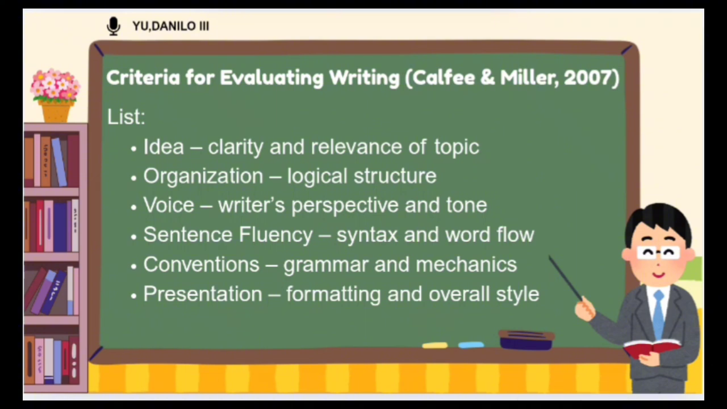So according to Calfee and Miller, there are 6 key criteria for evaluating writing. These include the student's command of ideas, logical organization, unique voice, fluency in sentence structure, mastery of conventions, and the overall presentation. So these elements form the backbone of effective writing assessment.